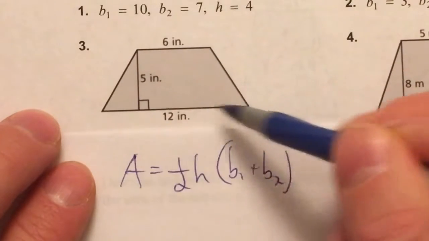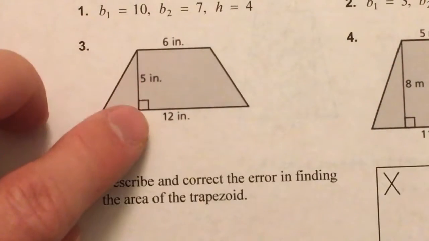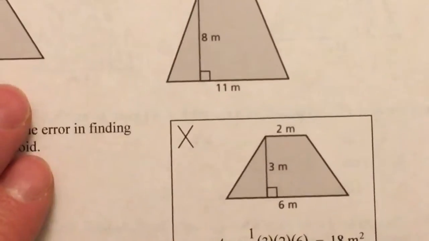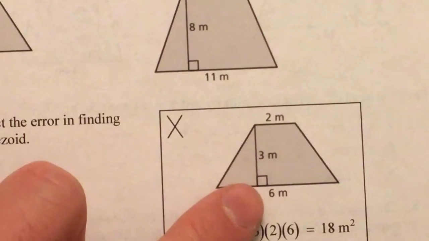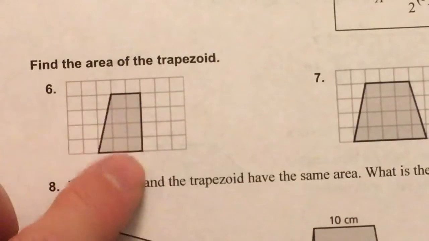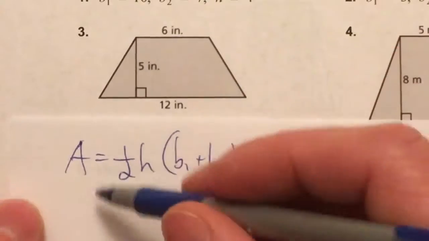B1 and B2 are the two bases. They're parallel to each other. So 6 and 5 would be the two bases. 5 and 11 are the two bases in that one. 2 and 6 are the two bases in this one. And here, the top and the bottom again. We'll get to these in just a minute. Obviously, that's a triangle. But here we go, 10 and 12. Those are the bases for there.